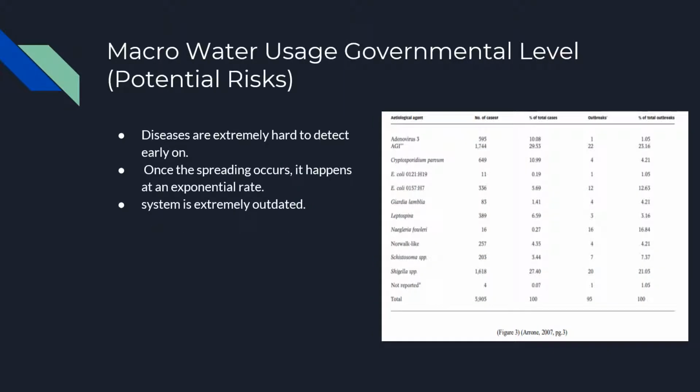Next, we want to look at the macro water usage at the governmental level. Now all of these show potential risk as well as diseases that are hard to detect early on. Now once water infections spread, they spread at exponential rates, and these systems are extremely outdated. For the past 30 years, we haven't improved on our water usage efficiency whatsoever.